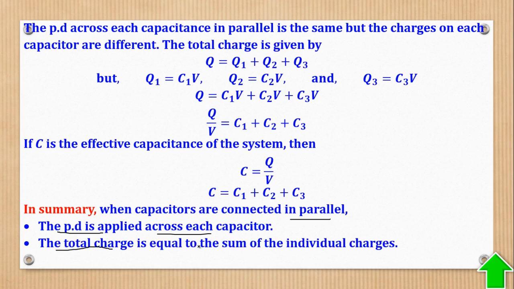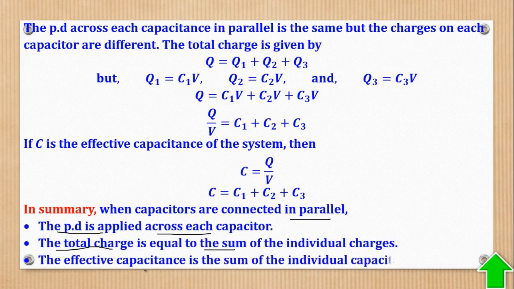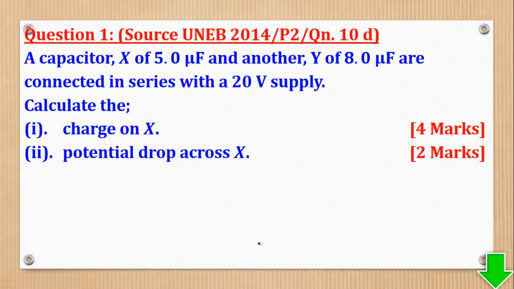Then the total charge is equal to the sum of the individual charges. Then the effective capacitance is the sum of the individual capacitances. So those two formulae of series and parallel, we can go through these questions.